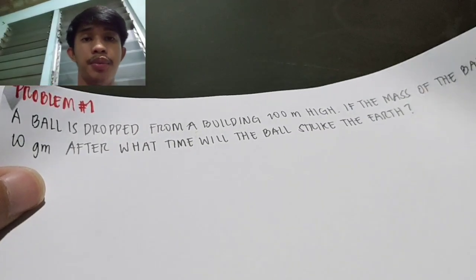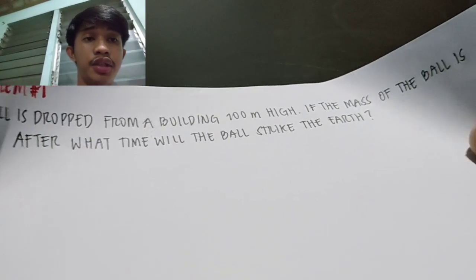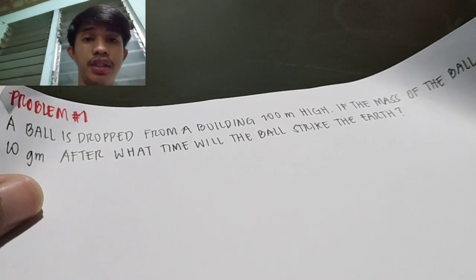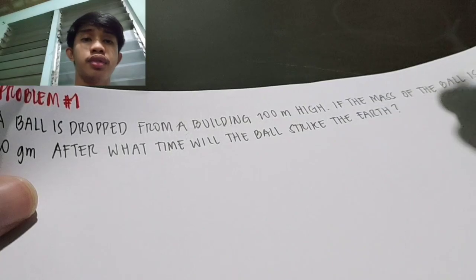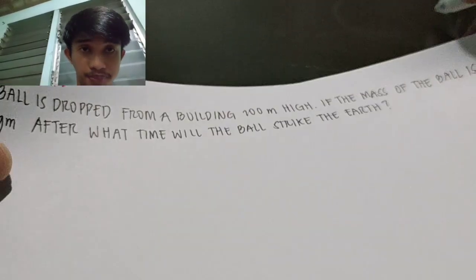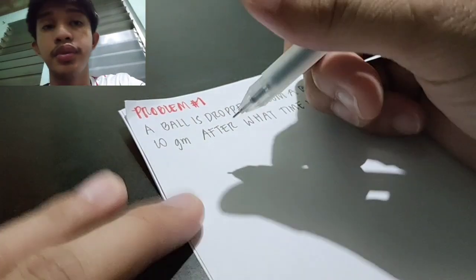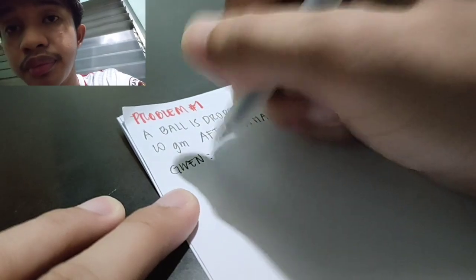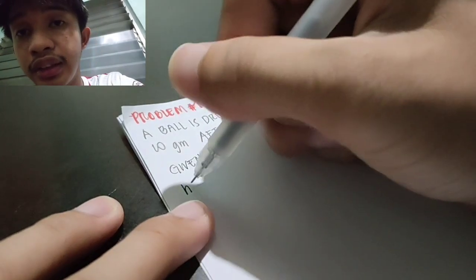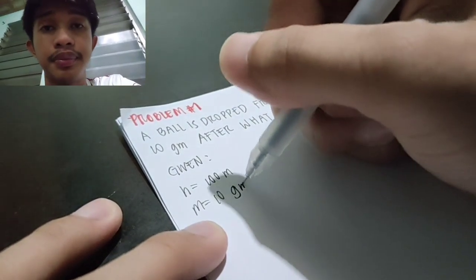So we have a problem here. Problem number 1. A ball is dropped from a building 100 meters high. If the mass of the ball is 10 grams, after what time will the ball strike the earth? Analyzing the problem, we can make an illustration. So, let's write the given first. We have the height of the building, 100 meters. Also, we have the mass, 10 grams.